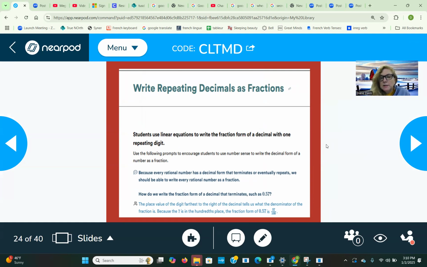How do we write the fraction form of a decimal that terminates, such as 0.57? Well, that means 57/100ths, so you write that as a fraction. The place value of the digit farthest to the right of the decimal tells us what the denominator of the fraction is. Because the 7 is in the hundredths place, the fraction form of 0.57 is 57/100.